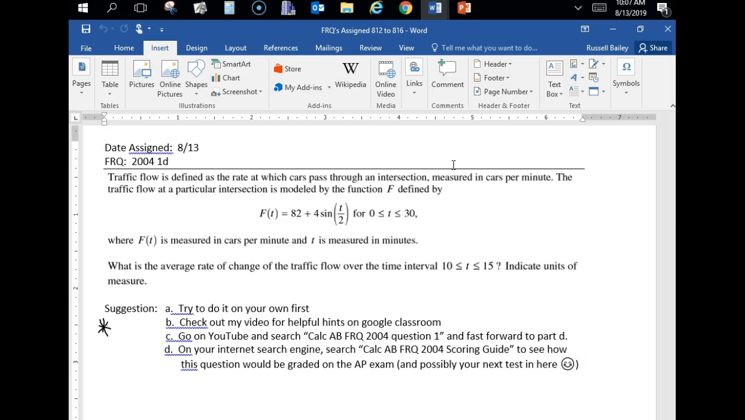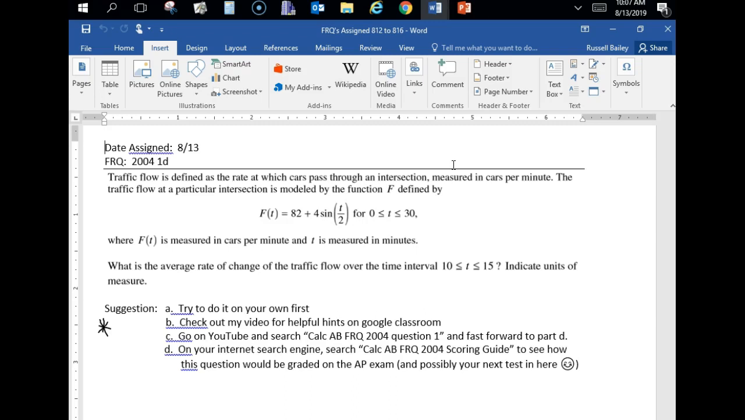And here's my suggestion for any FRQ that I assign. This is where you're going to get your most bang for your buck, okay? Try it on your own first. Okay, that's my suggestion to you. Always try it on your own first. Go as far as you can. After that, I'm going to upload a helpful hint video for you. I'm not going to tell you how to do this problem, but I'll tell you the things that I would think you'd probably be stuck on, and then go back and try it again.